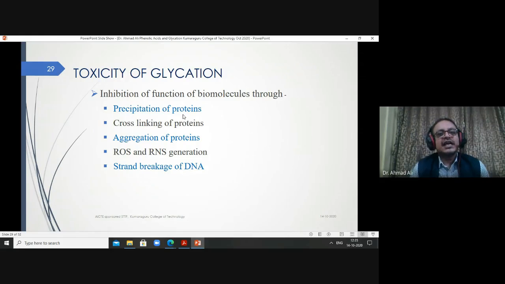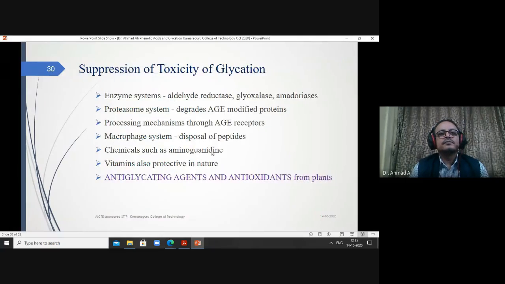The glycation process also leads to the generation of reactive oxygen species and reactive nitrogen species. So the toxicity of glycation is also through the free radicals generated in the body. And these free radicals, along with glycation products, can cause damage to molecules, especially DNA and lipids.